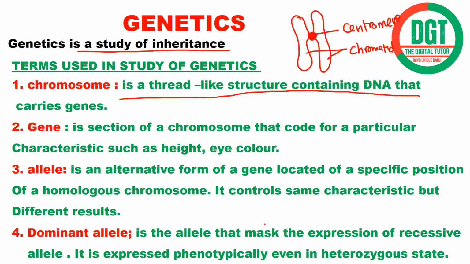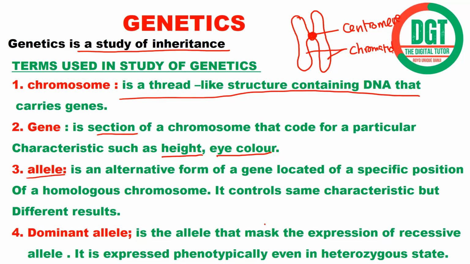Now, what is a gene? A gene is just a section of the chromosome that codes for a particular characteristic, such as height, eye color, and all other characteristics. So a section of the chromosome that codes for a particular characteristic is what you call a gene.